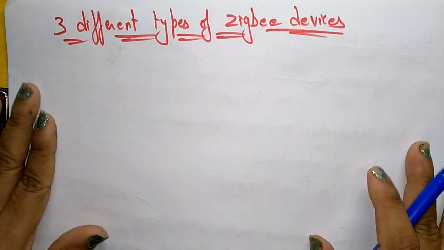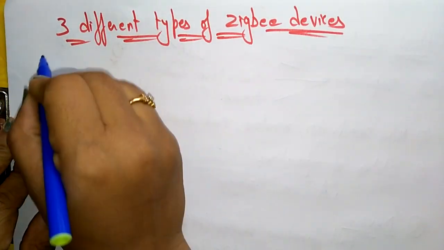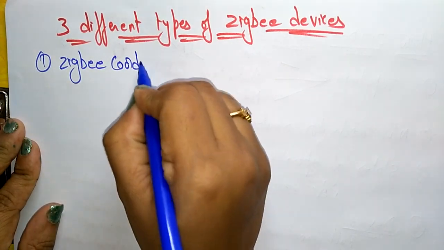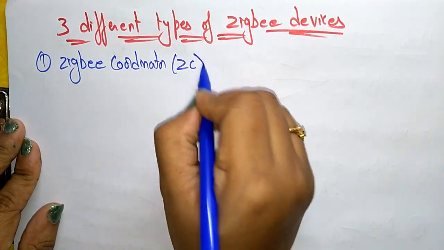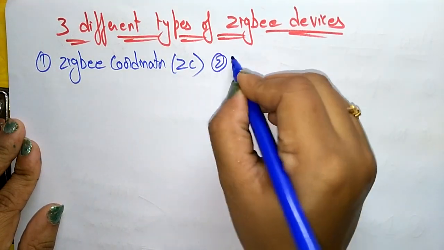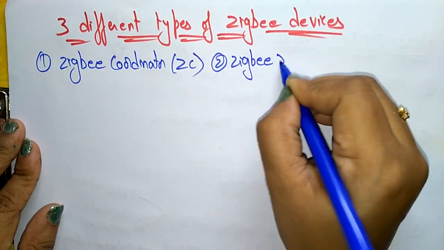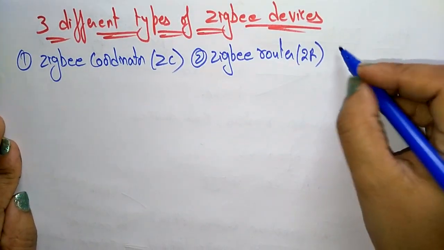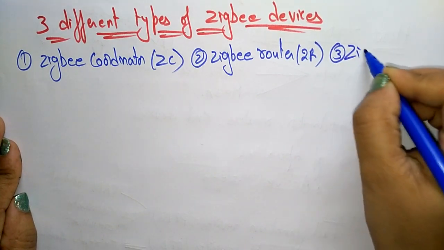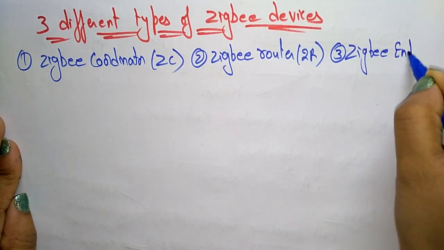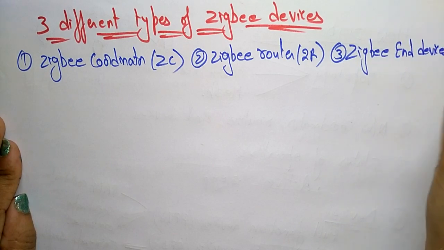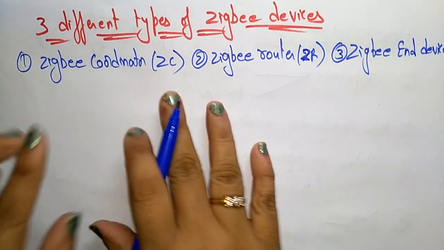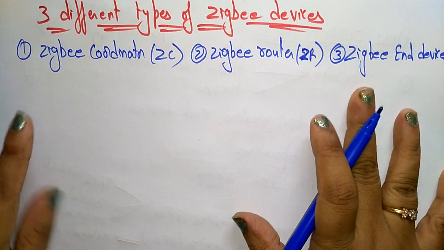Now there are three different types of Zigbee devices. One is the Zigbee coordinator, that you call ZC, and another is the Zigbee router, meaning the devices that are present in between the coordinator and the end devices, and the third one is Zigbee end devices, ZED. So these are the three different types of Zigbee devices.